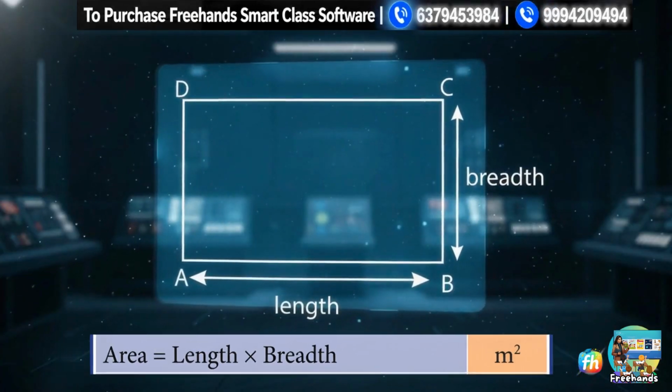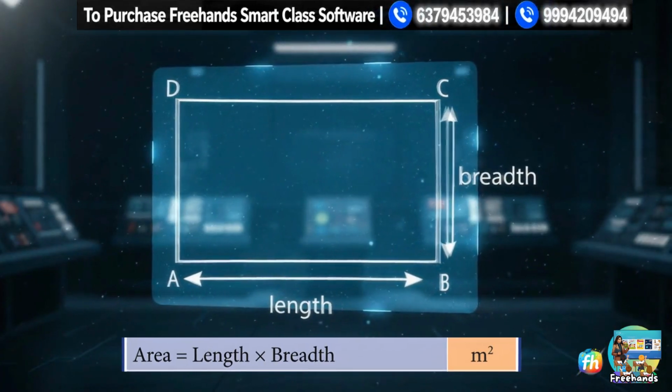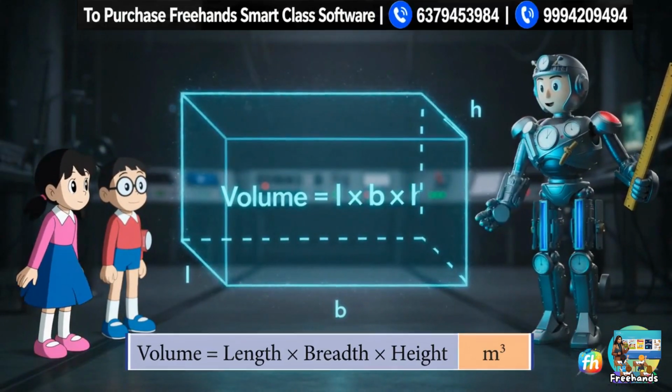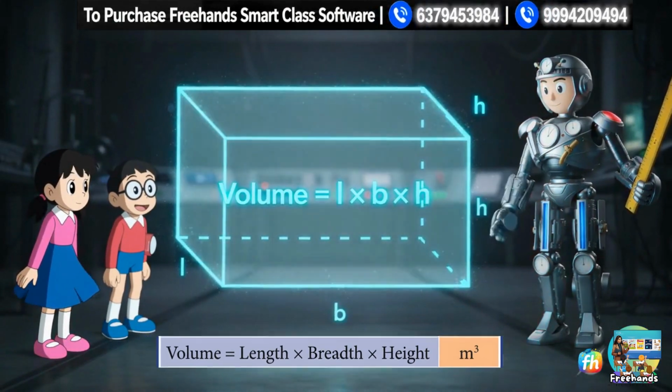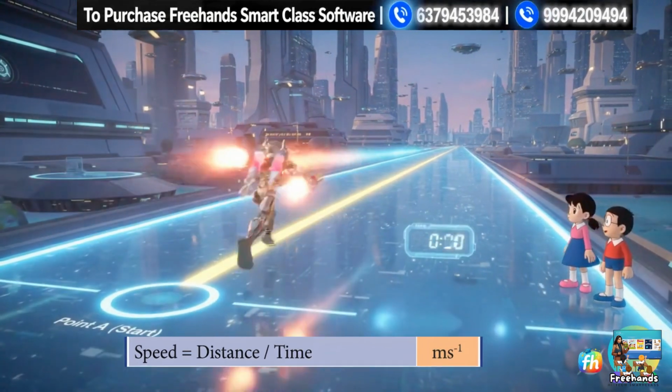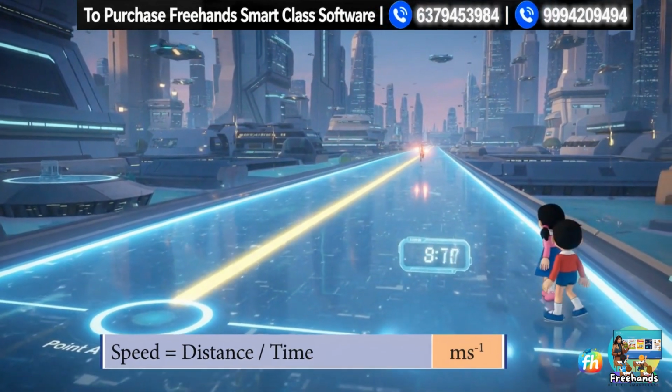Area is calculated by multiplying length and breadth. Its unit is square meter. Volume is found by multiplying length, breadth, and height. Its unit is cubic meter. Speed is the distance traveled divided by time. Its unit is meter per second.